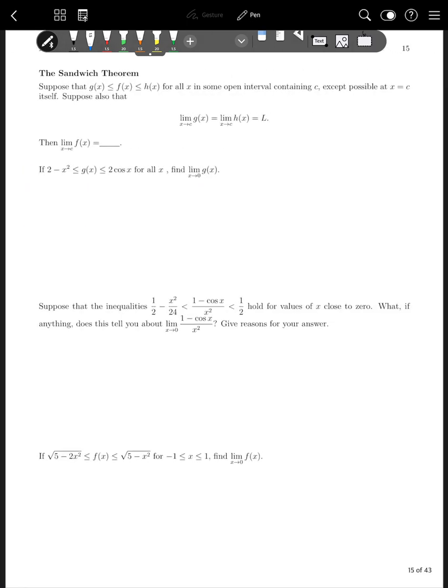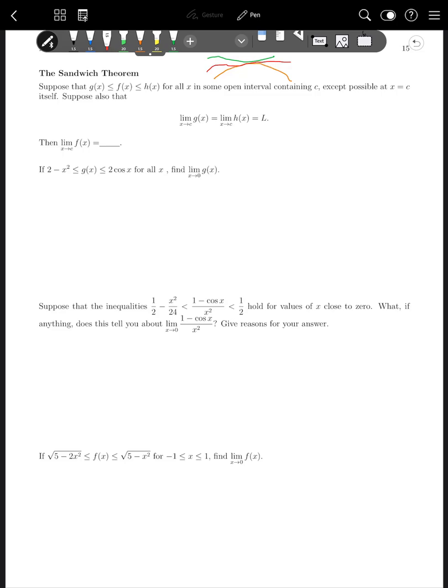The last thing in this section is what's called the sandwich theorem. Suppose that you have three functions, g of x, f of x, and h of x, and f of x is always between g of x and h of x for all x. So basically, here's g of x, here's h of x, and then f of x is always between them. Okay, so that's what we're saying, except possibly at a point c.